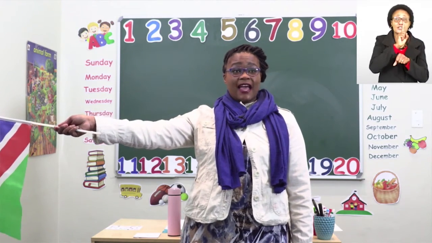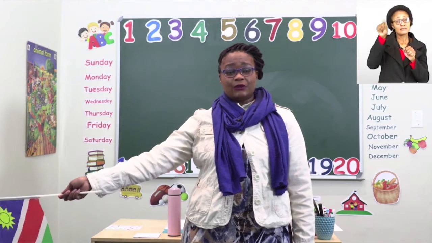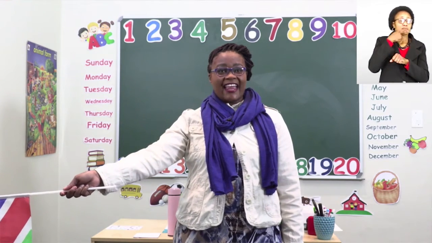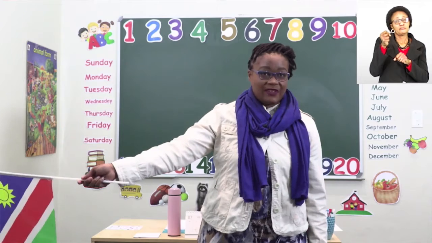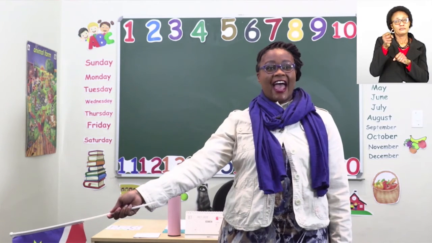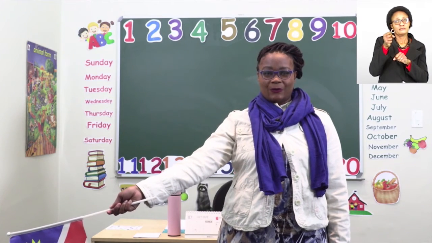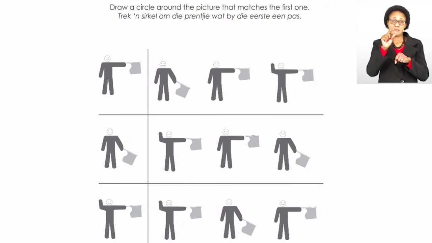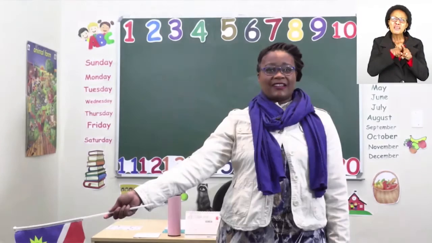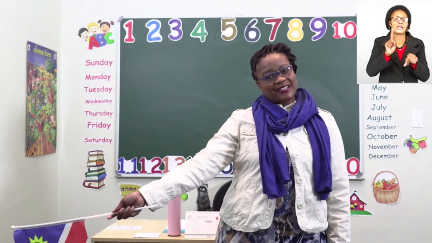The next one has the flag a little lower than the other man. Let me move a little. There we go. And the flag is a little low. Which man has a low flag? Wonderful. I want you to circle that one as well.